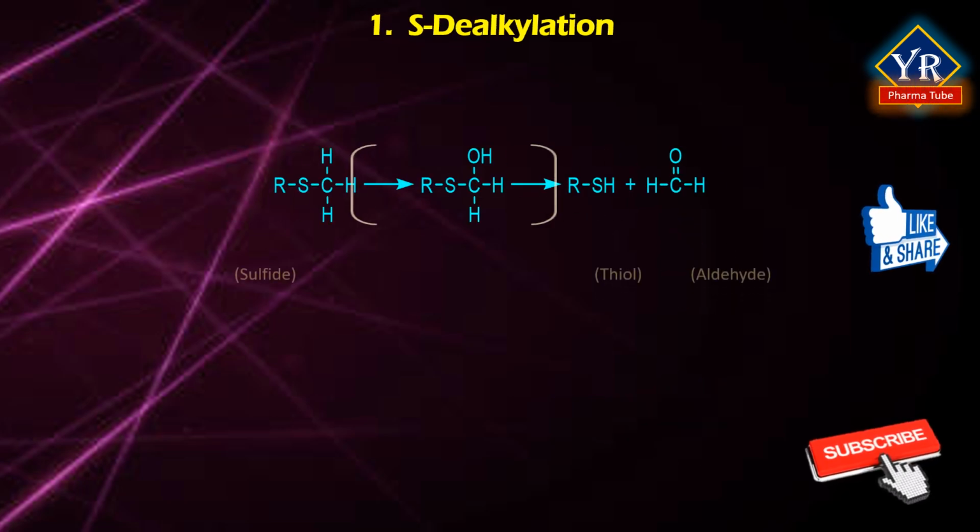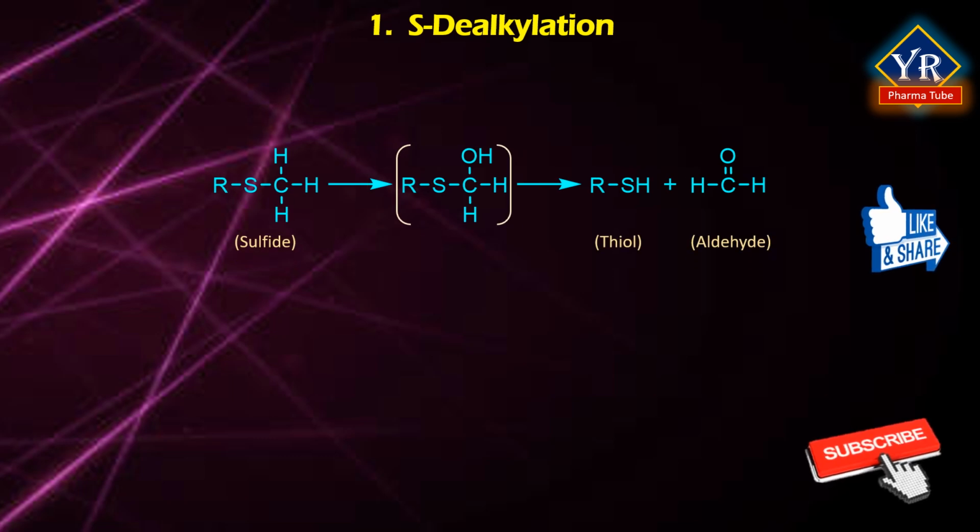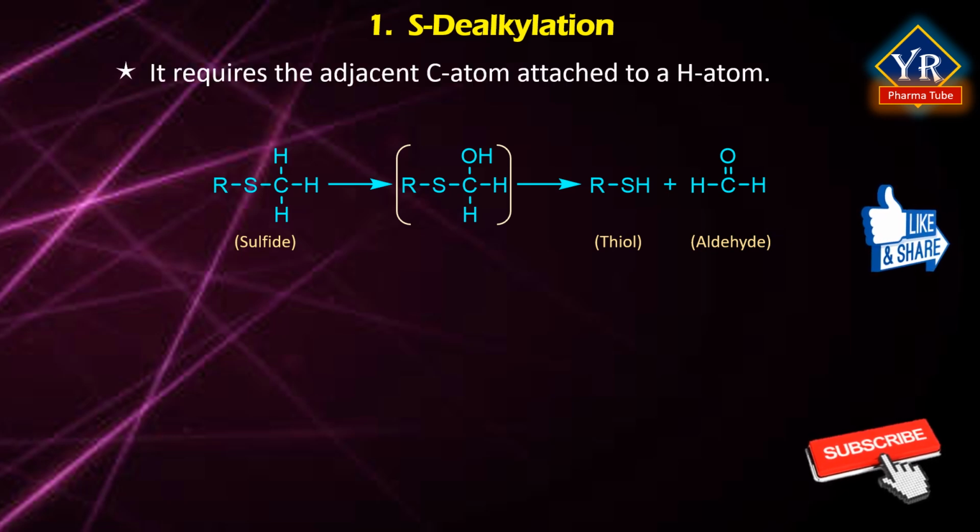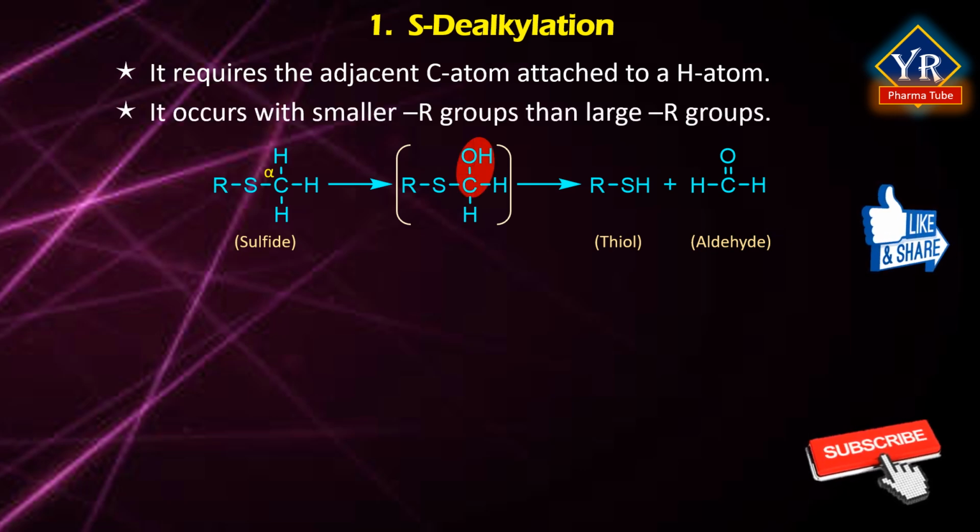S-dealkylation. The mechanism of S-dealkylation is similar to N and O dealkylation reactions as discussed in the previous videos, and requires that the adjacent carbon atom is attached to a hydrogen atom, that is alpha carbon hydroxylation. This reaction is more likely to occur with smaller alkyl groups than large alkyl groups. This is the most common metabolic reaction for the various sulfur-containing drugs or xenobiotics.